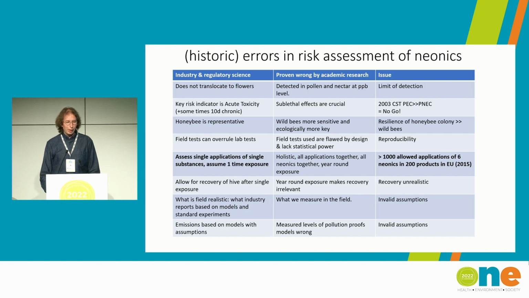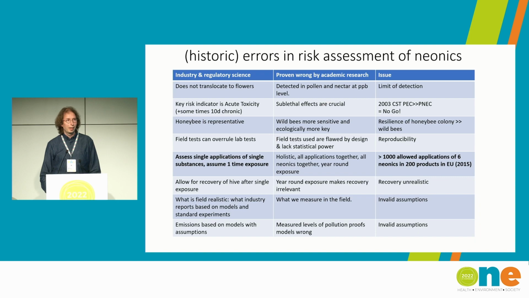So the honeybee is seen as representative to protect bees, but it's not. The honeybee is the most resilient bee because the colony is exceptionally big and can just handle a lot of stress. We see that field tests can overrule lab tests, but field tests are not even reproducible, and the lab tests are clear enough to give the signal that we have to stop this use.